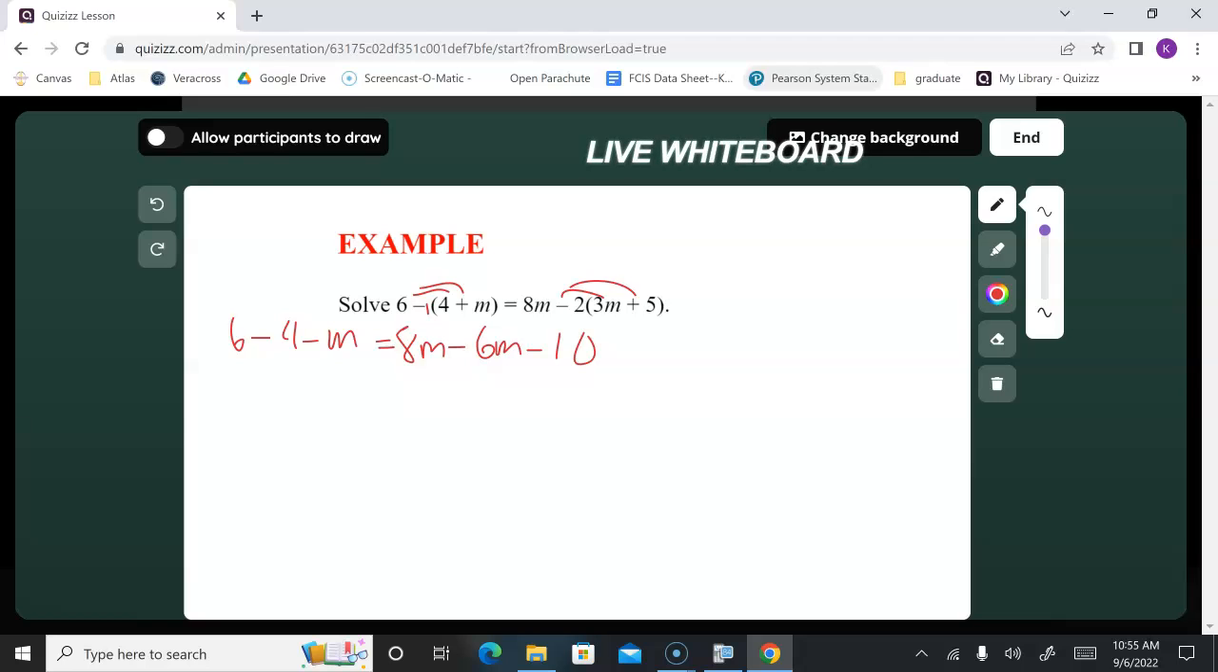The 6 and the 8 aren't being multiplied, they're being added. So this is 6 plus negative 1 times 4 plus m. This is kind of a separate thing. This is additive, this is multiplicative. Okay? Same thing with the negative 2. This is 8 plus negative 2 times 3m plus 5.